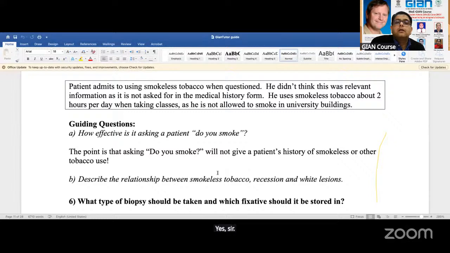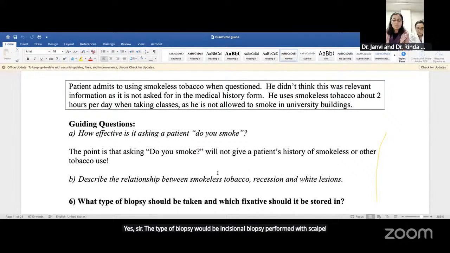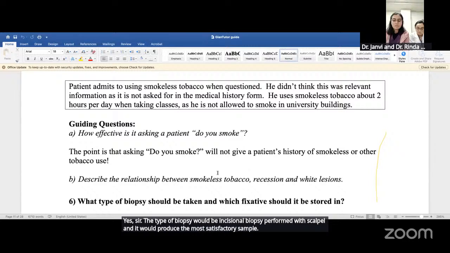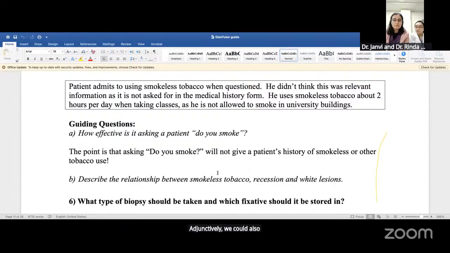The type of biopsy would be an incisional biopsy performed with a scalpel, and it would produce the most satisfactory sample. We would attempt to sample the tissue that has been most severely and significantly affected, and we often select the site at the periphery of the lesion to ensure inclusion of healthy tissue in the sample. Adjunctively, we could also use a brush biopsy, but the routine use of brush biopsy is debatable.